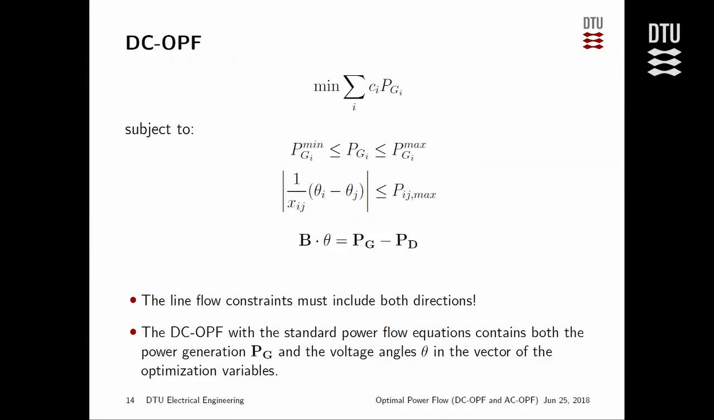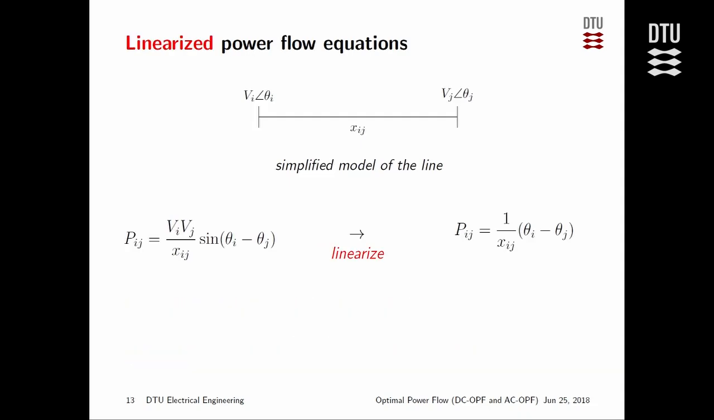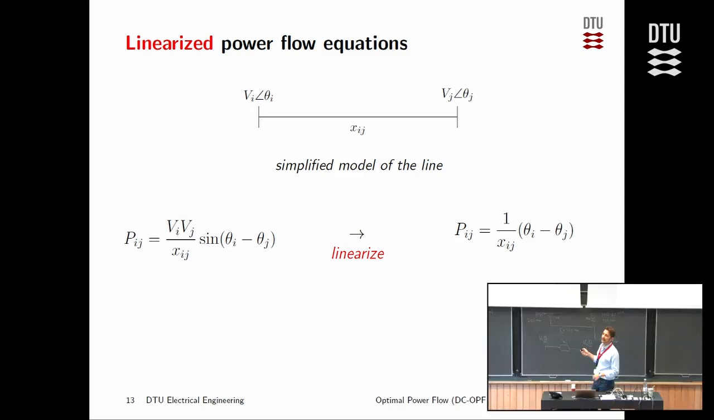Now I'm going to take a step back, though, and we're going to see how we actually get the line flow constraints. What you see on the left comes from the AC power flow if I assume that my line is modeled as a series reactance. So no ohmic resistance, no shunt capacitors, just a series reactance. That's what I get, and this is the active power flow.